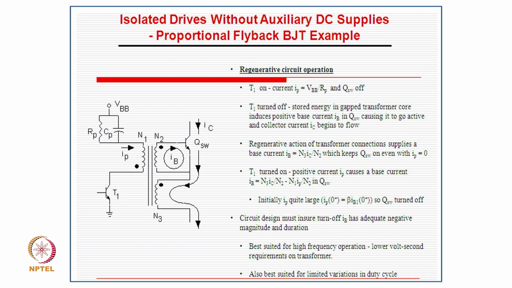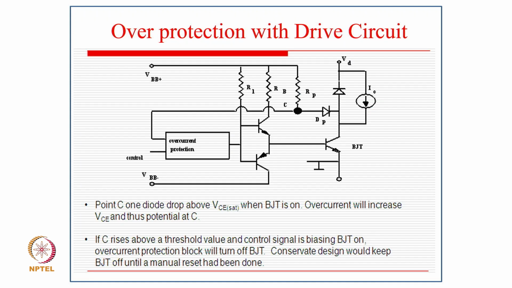So IB equals N3 IC by N2 minus IP by N1 into QSW. Initially IP is quite large. When IP positive equals beta into IB, QSW turns off, and the circuit design must ensure the turn off IB has adequate negative magnitude and duration. It is best suited for high frequency operation and a low volt ampere second requirement of the transformer, and also best suited for limiting variation in duty cycle.